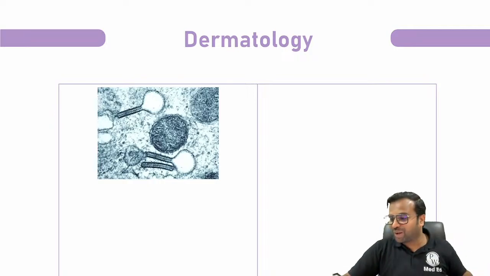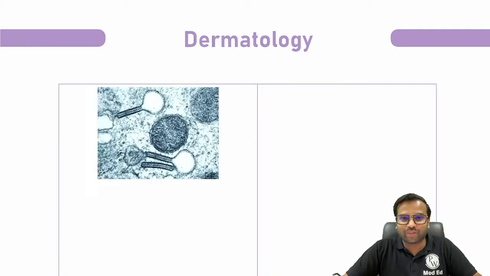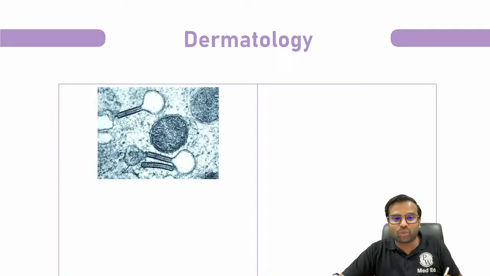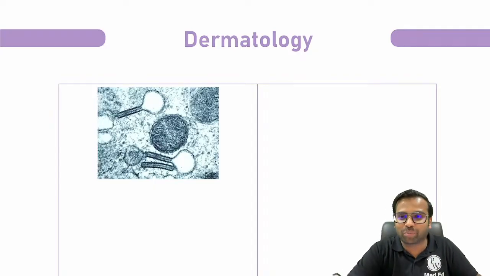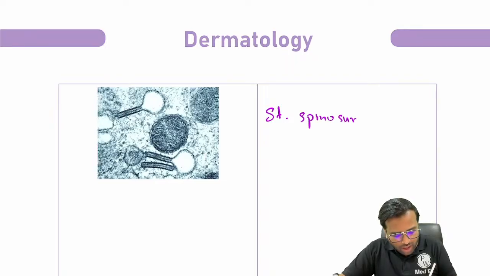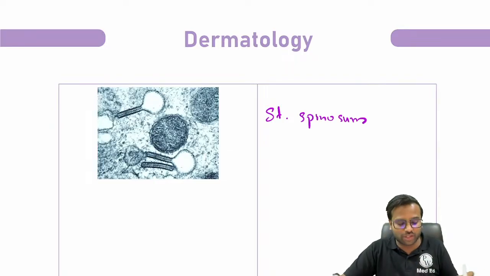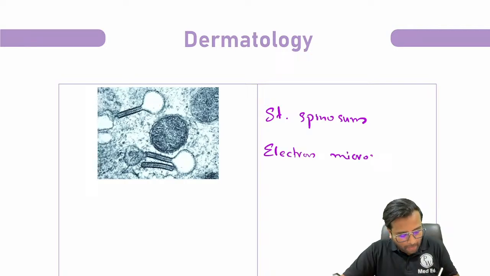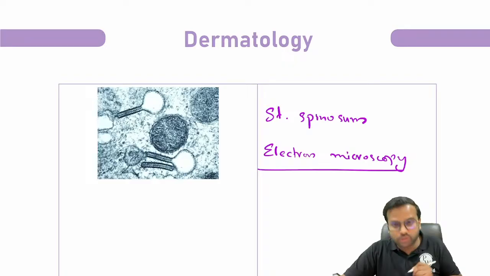Now let's start with the first image. We begin with the image itself. What is the first image that you see here? This is one of the most important topics that we always study in dermatology. This represents a cell which is present in the stratum spinosum, and if you do an investigation called electron microscopy, you will be able to see this image.